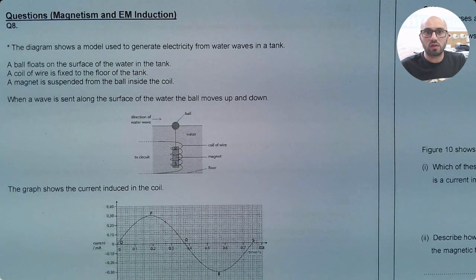In this video, I'll go through some exam questions on the topic magnetism and electromagnetic induction. The first question says, the diagram shows a model used to generate electricity from water waves in a tank. So it's a model.